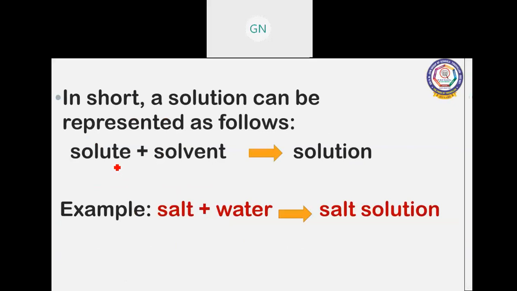In short, a solution can be represented as solute plus solvent gives solution. The solute is salt and the solvent is water, and we'll get a salt solution. So solute salt, solvent water, we'll get a salt solution.